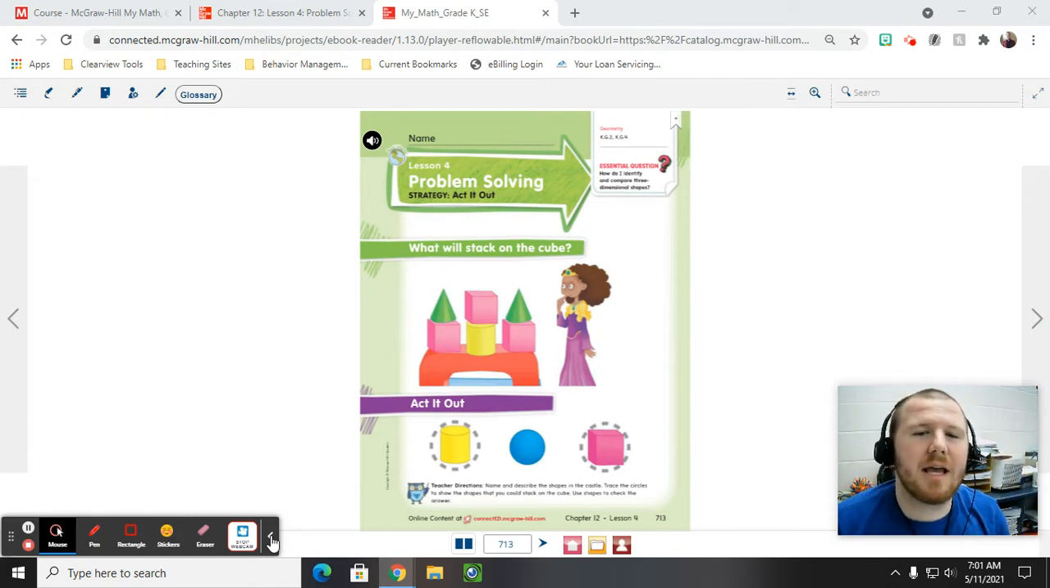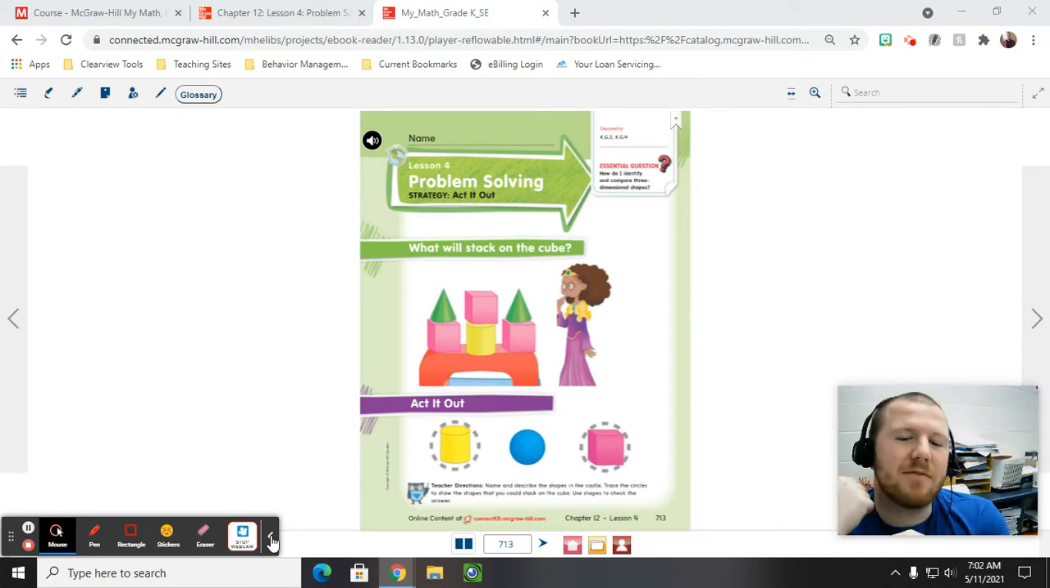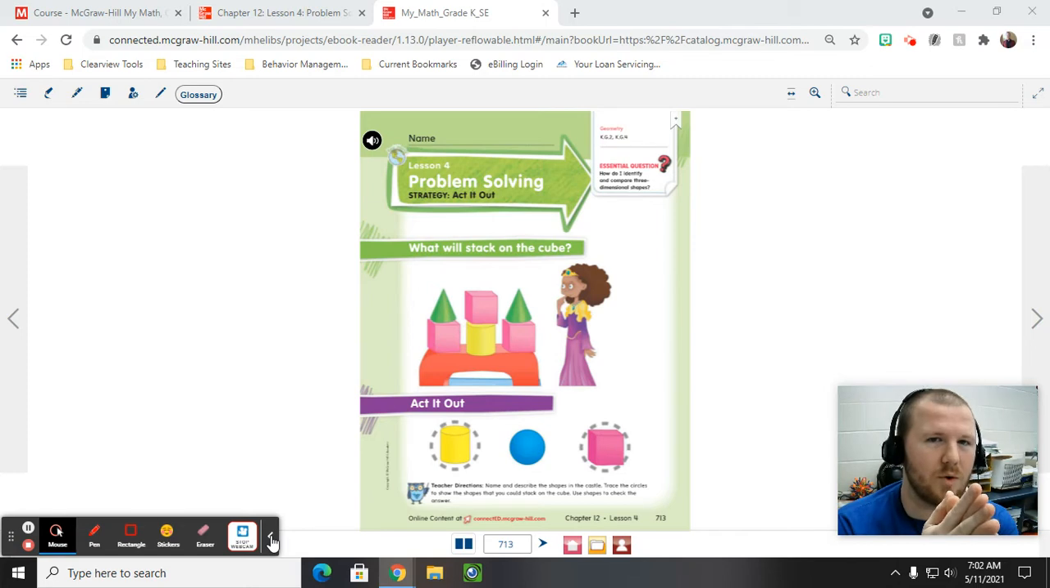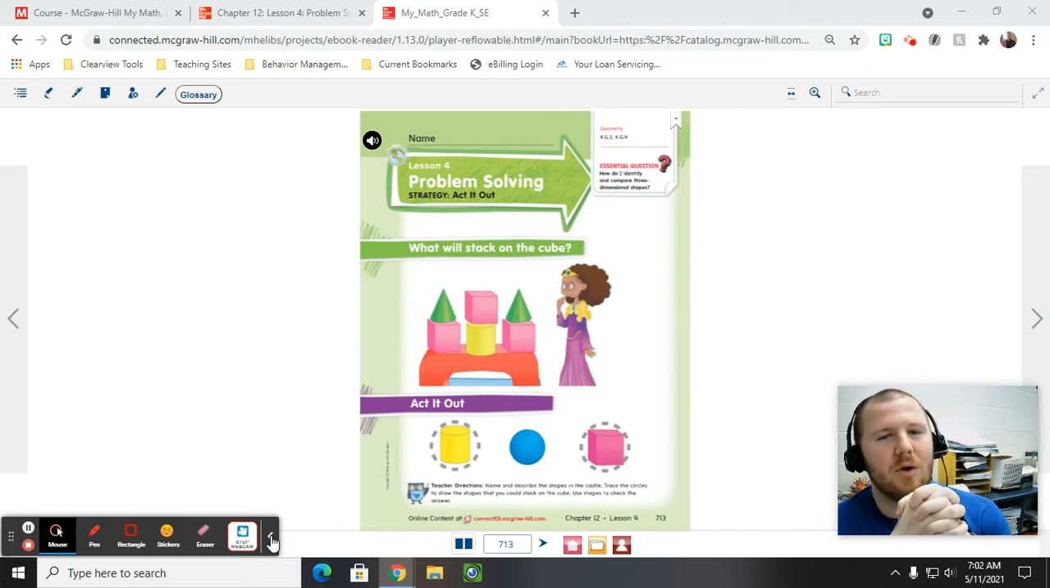So, taking a look, we're going to first look at this first problem with the princess. It says, "What will stack on the cube?" Some of the attributes that we have for these shapes is that we can see if they stack, if they roll, or they slide. So we're going to be looking at that in this lesson. This is on page 713.